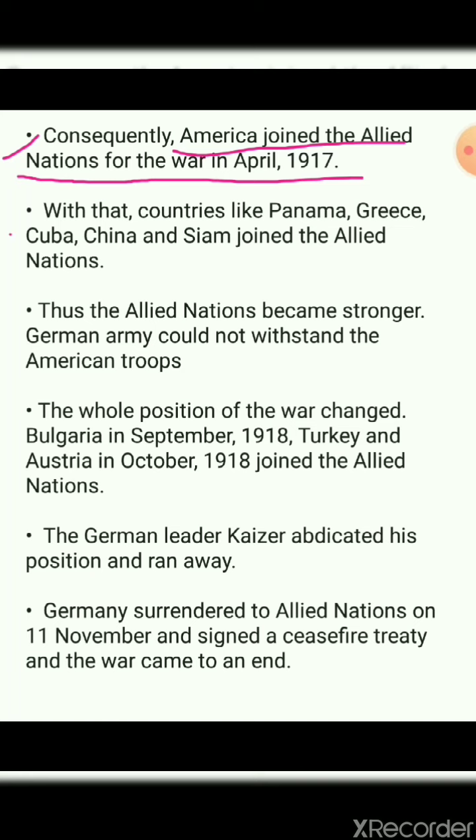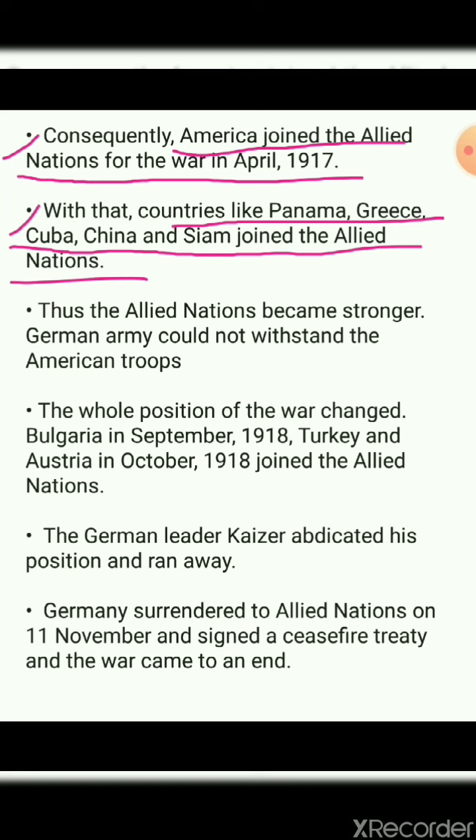Next. With that, countries like Panama, Greece, Cuba, China, and others joined the Allied nation. Meanwhile, Panama, Greece, Cuba, China, and others joined the Allied nation.